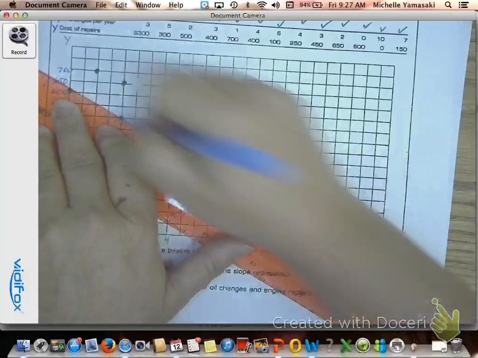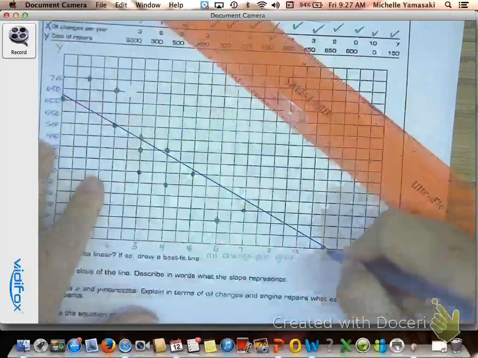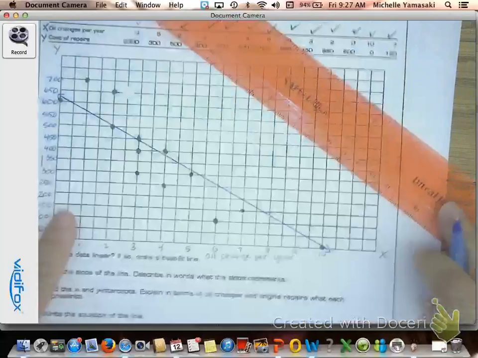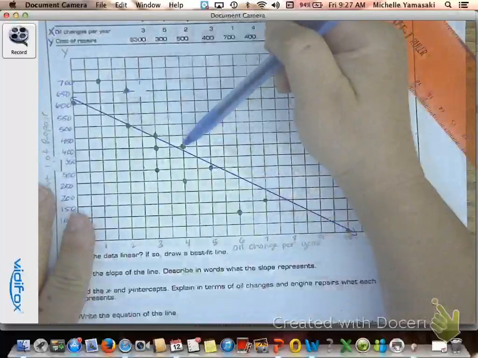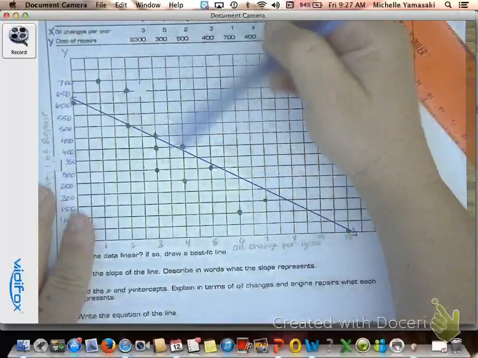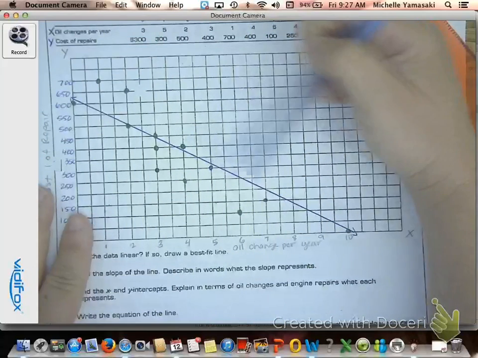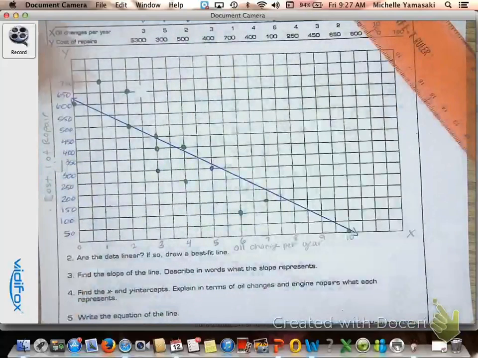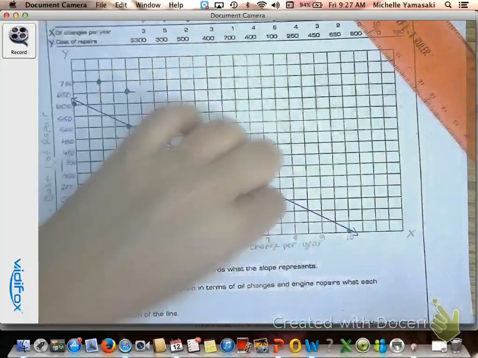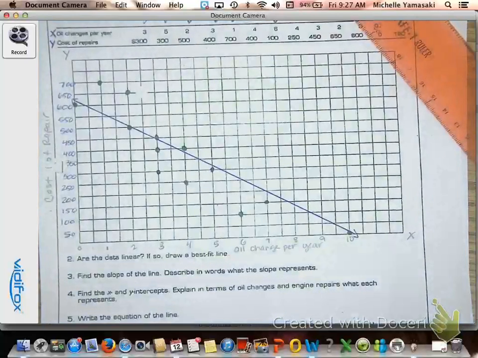Now, you guys draw yours too. It's not exact, so don't worry. But notice I've got 1, 2, 3, 4 over here that are pretty close, and I've got 1, 2, 3, 4, 5, 6 over here that are pretty close. I've got some that are almost on the line. It just seems like it's equidistant. Okay, draw your line of best fit now.